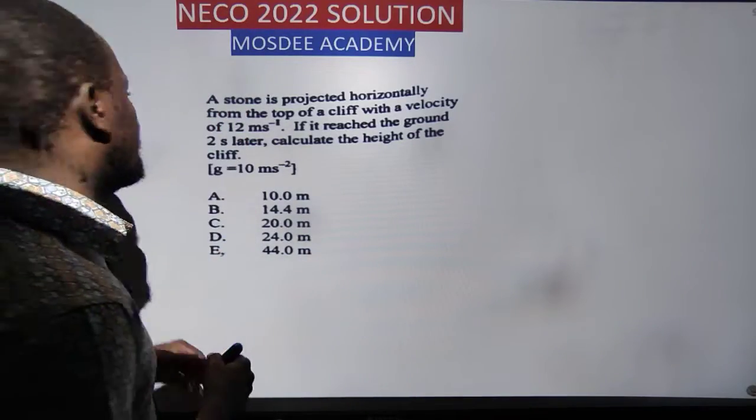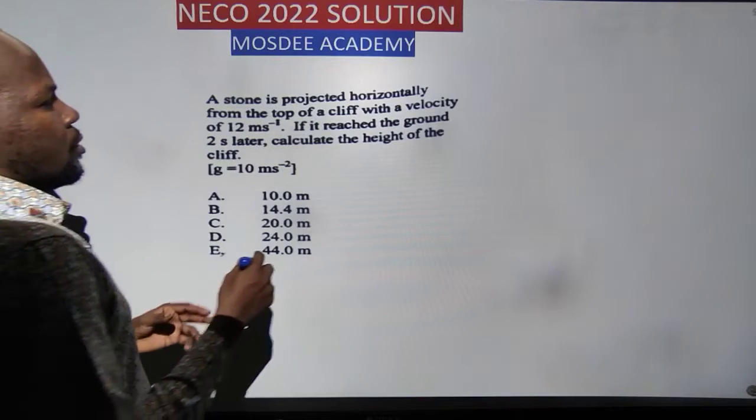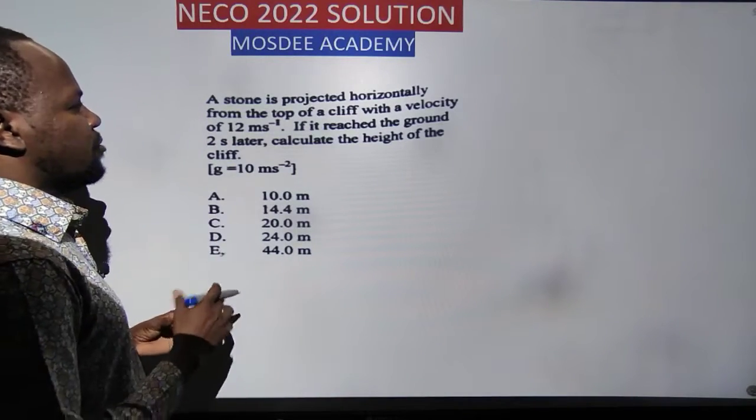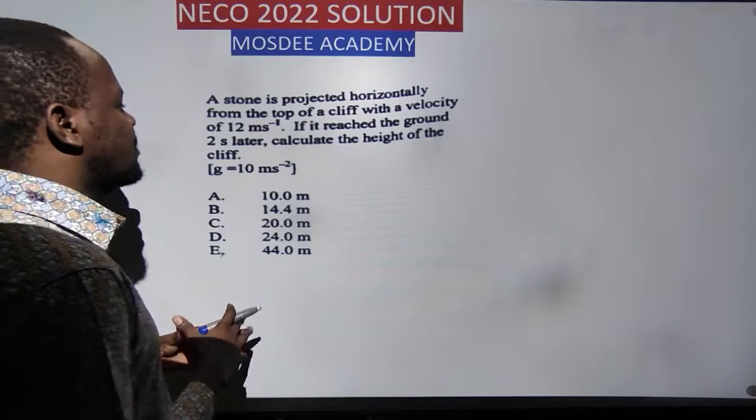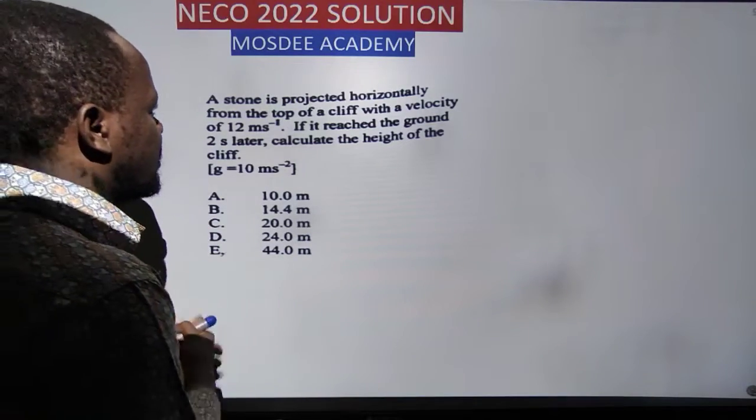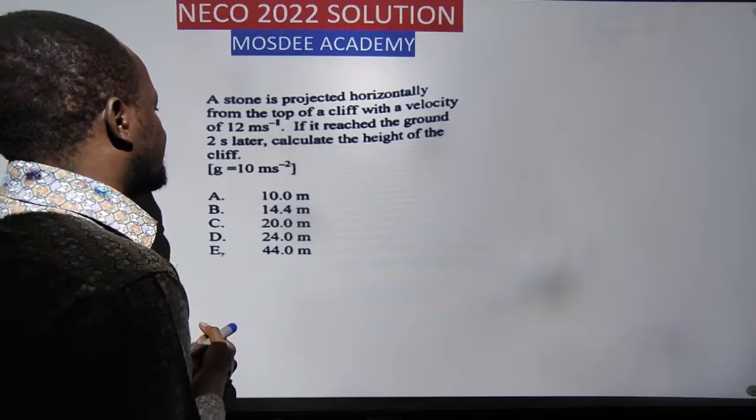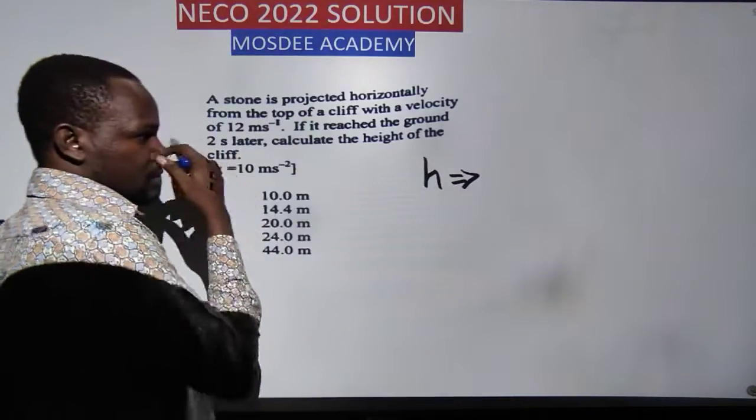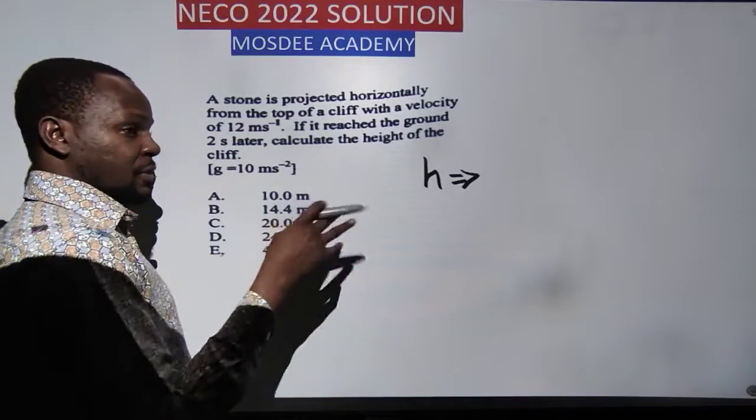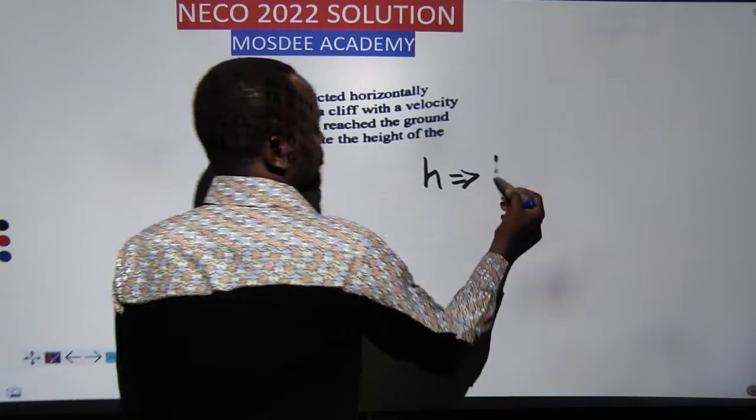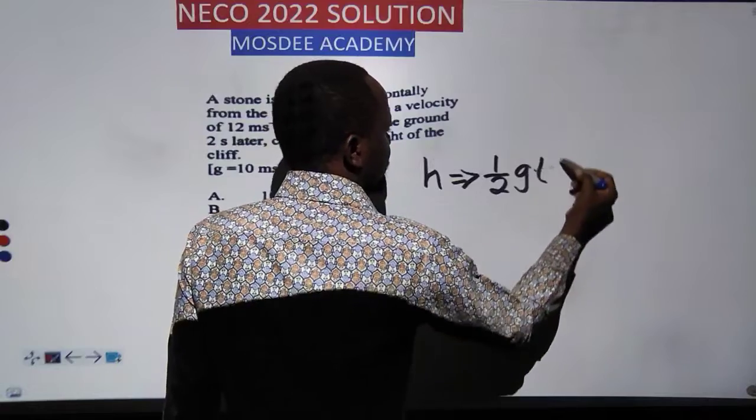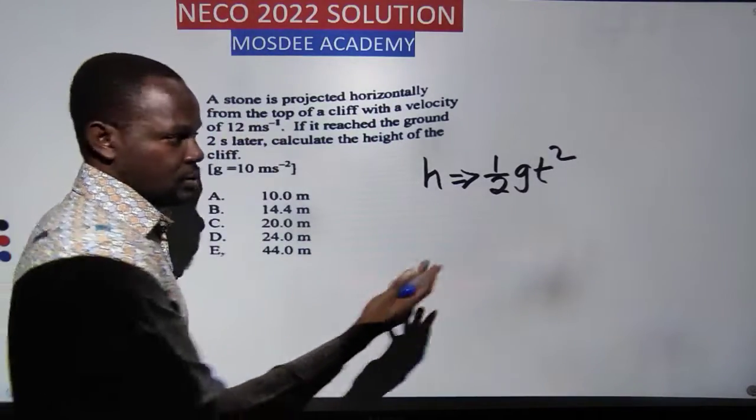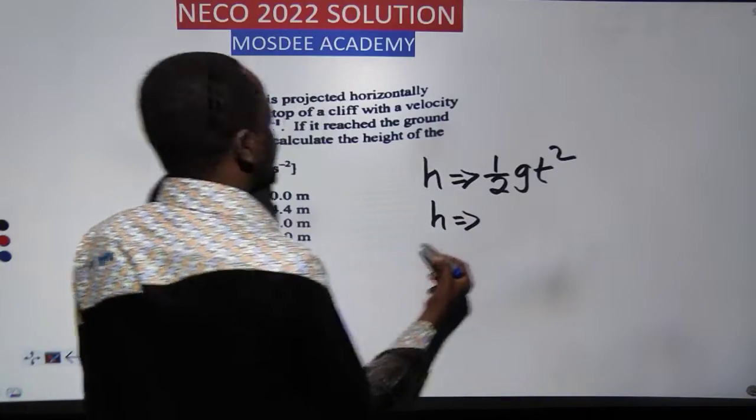A stone is projected horizontally from the top of a cliff with a velocity of 12 meters per second. It reaches the ground 2 seconds later. Calculate the height of the cliff. So height does not actually depend on the initial velocity, if you have studied projectile. So the height of throw will just be equal to half g t squared. Horizontal speed is not a factor of height. Note that. So directly I don't need to solve anything here.